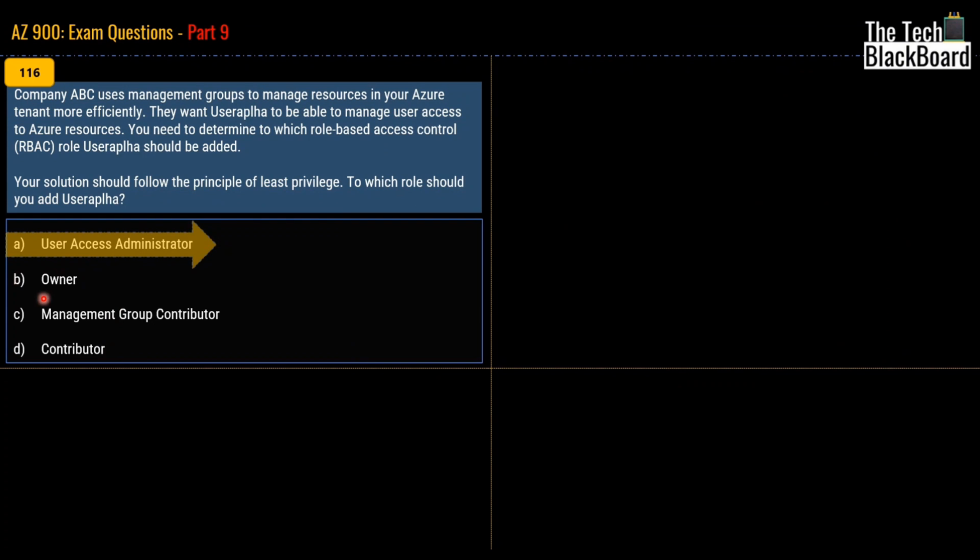Now you might be wondering why I have not chosen owner. That could also be an answer. The reason being that in the question you can read that the solution should follow the principle of least privilege. It's very important to focus here, least privilege. So we don't want to give our user more access or more power than is needed. And that's the reason to choose user access administrator.